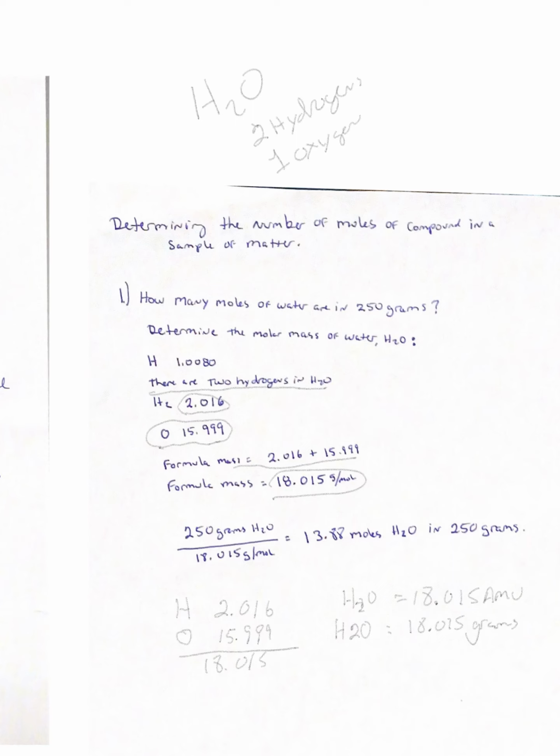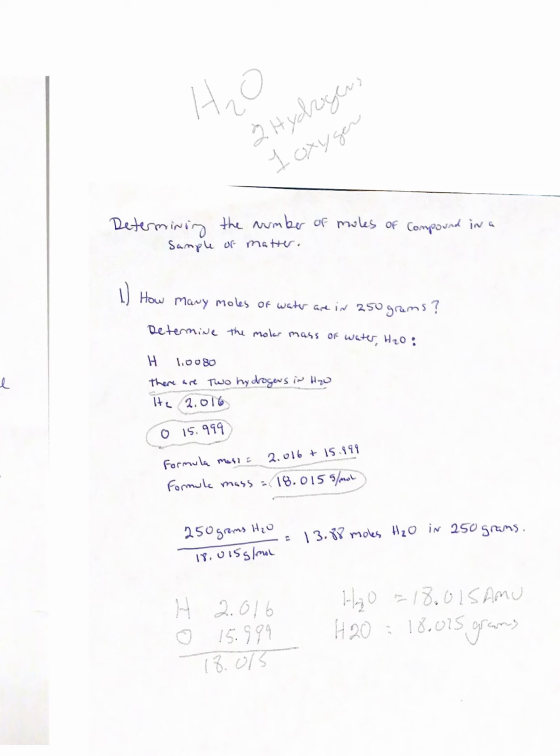So anytime you have the atomic mass units, the mass of the formula, that in moles is equal to the atomic mass units. In other words, the atomic masses are added together in grams.